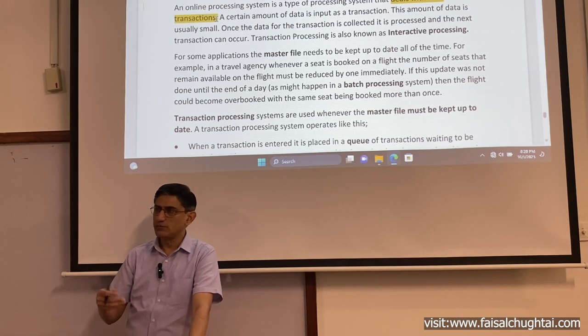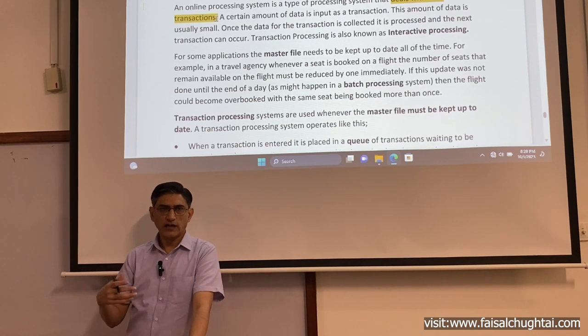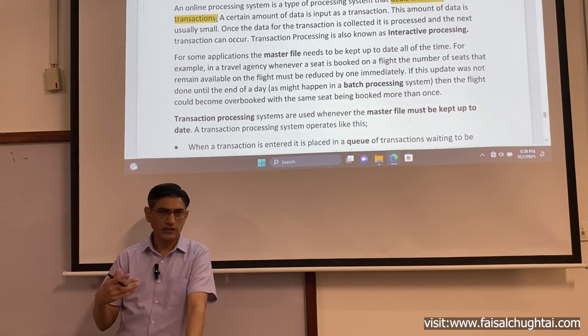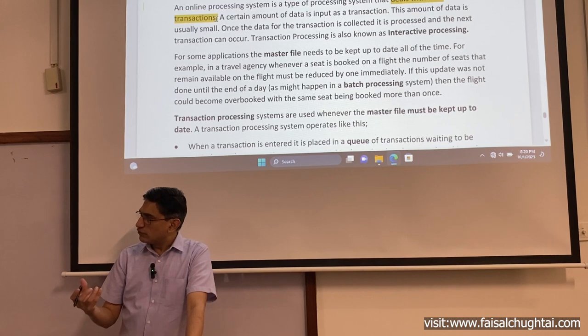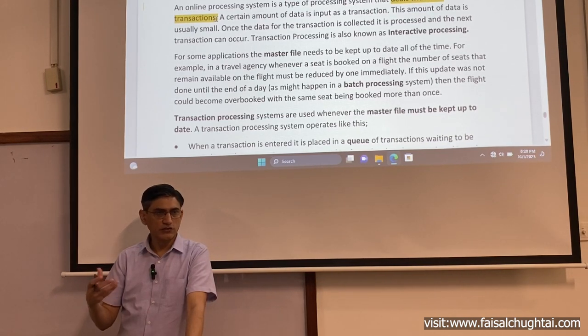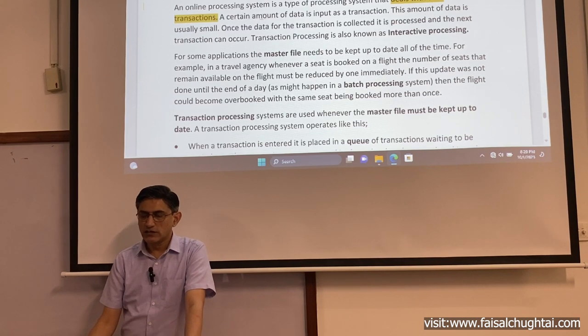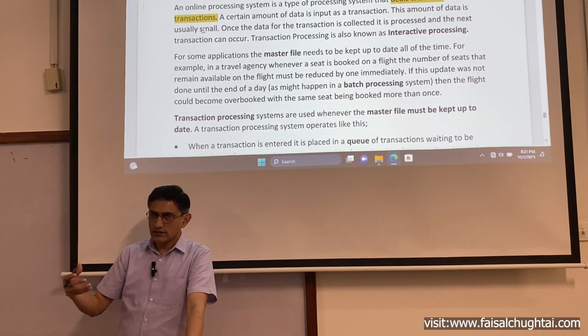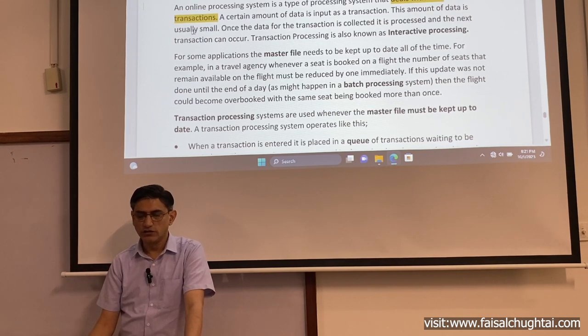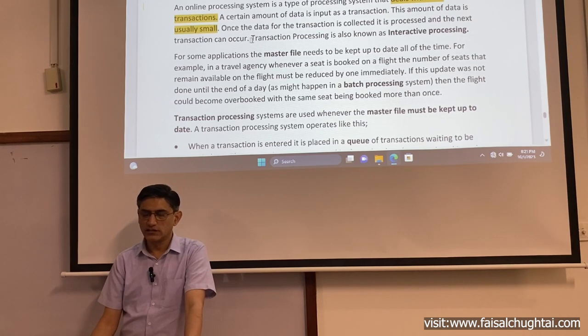Transactions, we did talk about what is meant by a transaction. It is any business activity, I would say, that takes place, that results in a small amount of data to be processed, and based on that, certain information getting updated. A certain amount of data is input as a transaction. This amount of data is usually small. So usually it is one set of data that is processed at a certain point in time, only related to the activity which is taking place. Once the data for the transaction is collected, it is processed and the next transaction can occur.